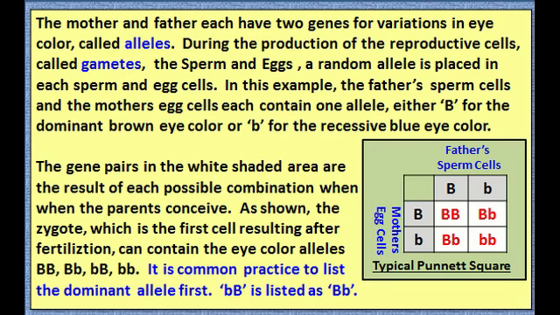conceive. As shown, the zygote, which is the first cell resulting after fertilization, can contain the eye color alleles capital letter B, capital letter B; capital letter B, small letter b; small letter b, capital letter B; or small letter b, small letter b. It is common practice to list the dominant allele first. Small letter b, capital letter B is usually listed as capital letter B, small letter b.